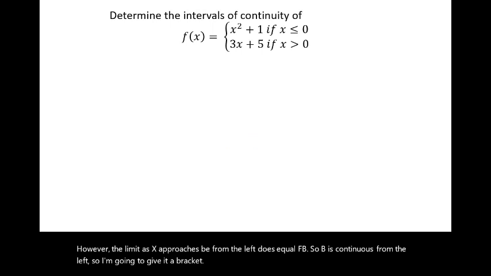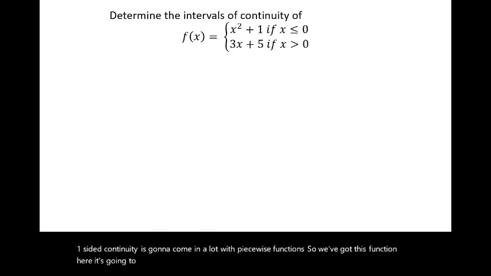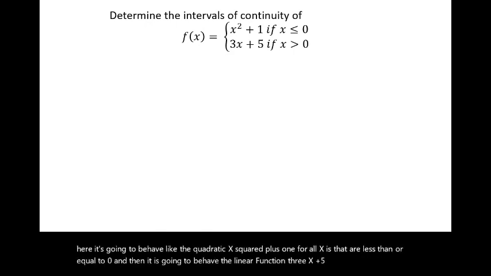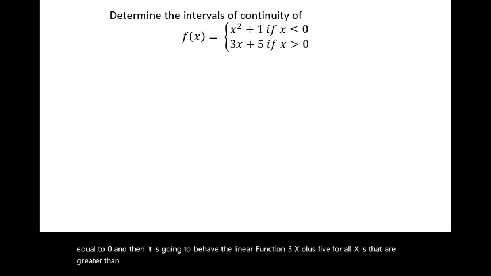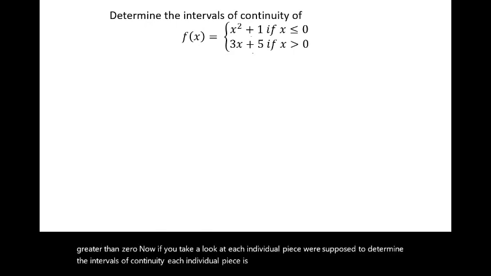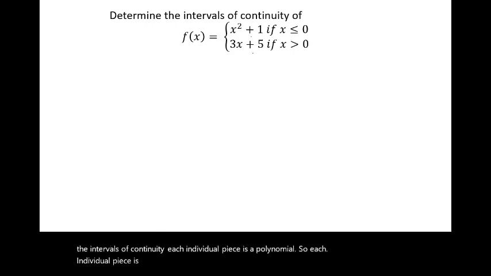One-sided continuity is going to come in a lot with piecewise functions. So we've got this function here. It's going to behave like the quadratic x squared plus 1 for all x's that are less than or equal to 0. And then it is going to behave like the linear function 3x plus 5 for all x's that are greater than 0. Now, if you take a look at each individual piece, we're supposed to determine the intervals of continuity. Each individual piece is a polynomial. So each individual piece is a smooth, unbroken curve.